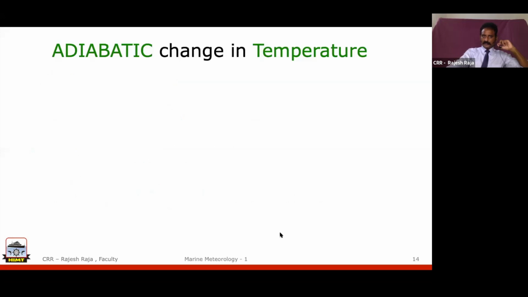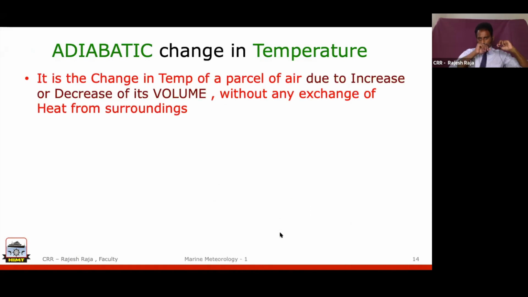Let us look at what is adiabatic change in temperature. If you just quickly look at the definition, it is a change in temperature of a parcel of air. Under what condition? It is because of increase or decrease of its volume, provided there is no exchange of heat from surroundings. This is a condition for you to call it adiabatic. Again, it's a change of temperature due to increase or decrease of volume of a parcel of air.